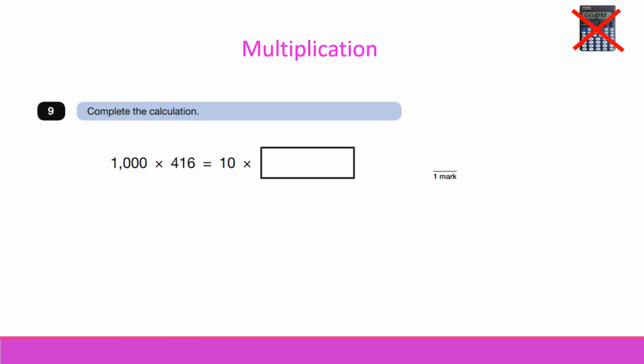This is a question on multiplication. The key word of the question is the word complete. Basically, you have got to work out what is the answer in this box here. And this is going to give you 1 mark.